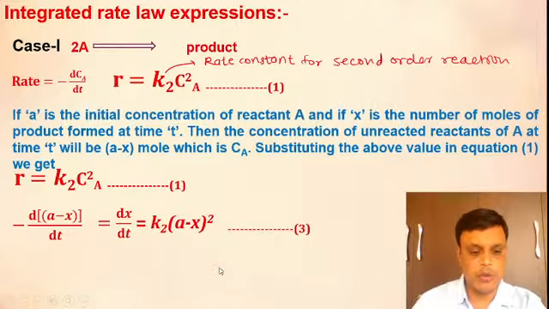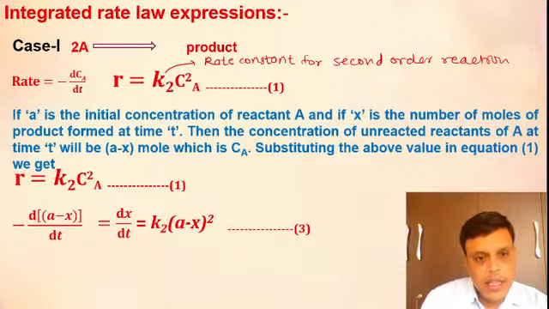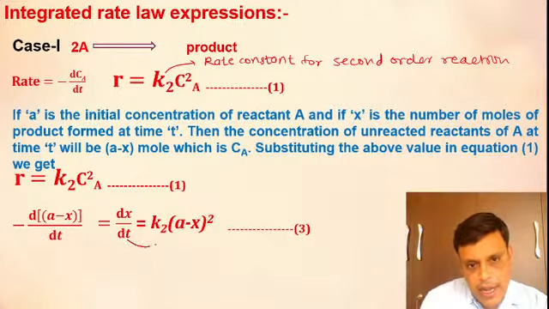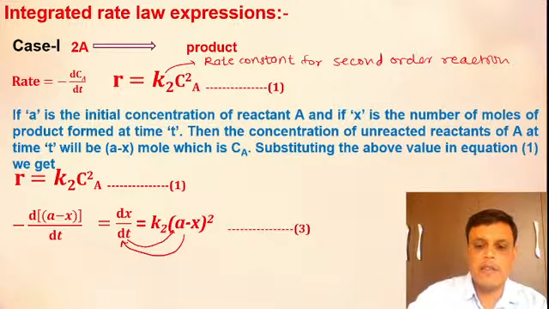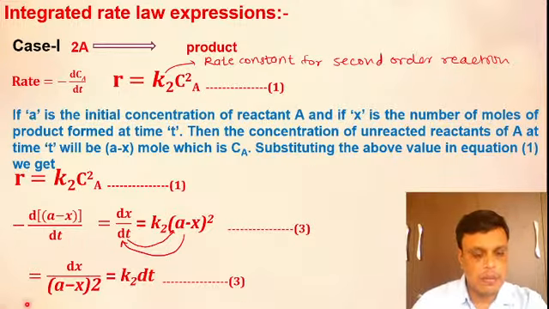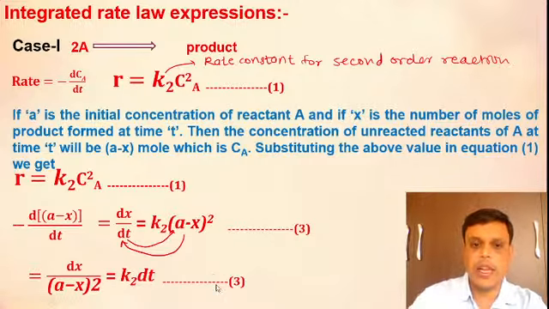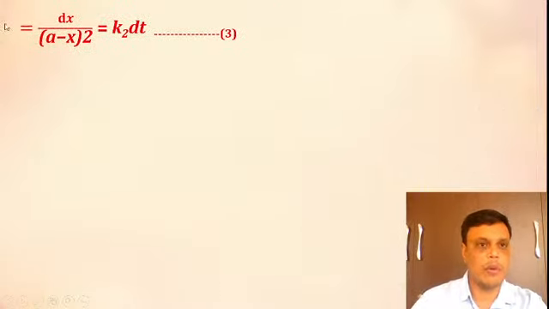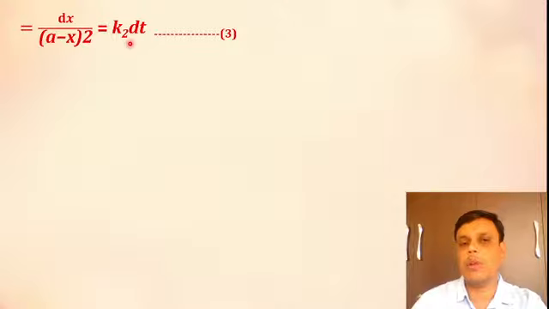Now we will rearrange it. What will we do? We will take the dt term to the right hand side and the A minus X square term to the left hand side. After rearranging, we will get the equation dx divided by A minus X whole square is equal to K2 dt. So we will get equation number 3.